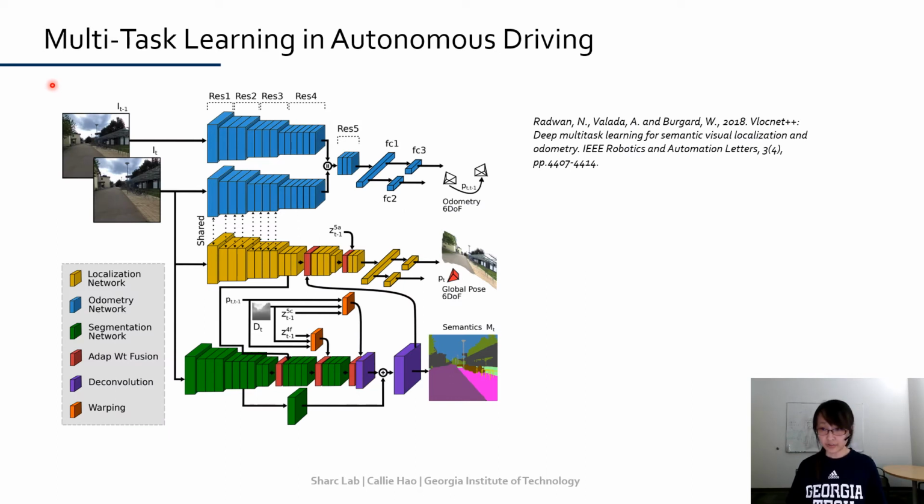Now let's take a look at some real examples of multitask learning. This is one example, not exactly in autonomous driving, but related. In this case, they're trying to learn 3 tasks at the same time: odometry learning, global pose learning, and semantic segmentation. Here we can see that they are enabling feature sharing across different tasks.